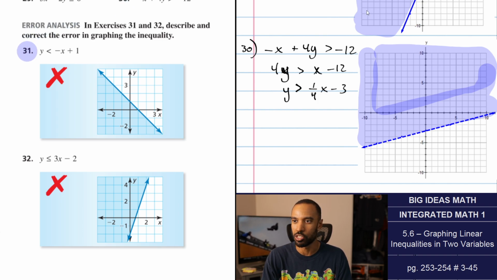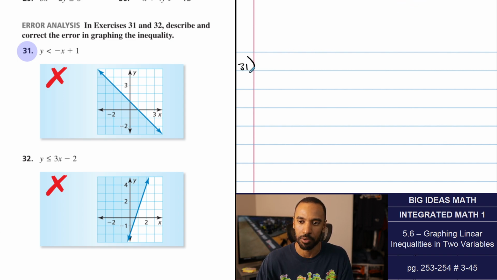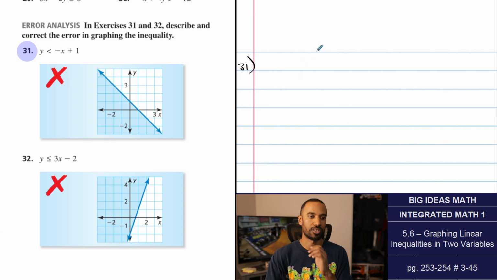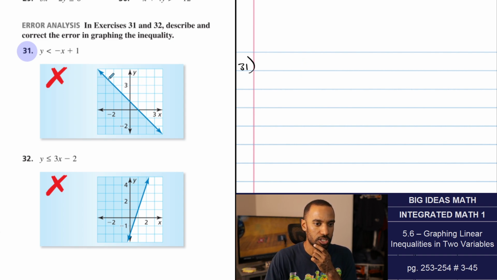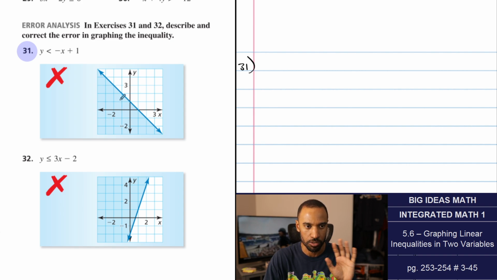All right, 31 and 32 on error analysis. I'm assuming one of these is going to be shading the wrong direction, and one of these is going to be a dashed versus solid line the wrong way, because that's just the right things to talk about now. So number 31, y is less than -x plus 1. Let's talk about the slope and y-intercept. All good. Boundary line's good. The shading, if we were talking about y being by itself and less than, shaded below is good. Test 0, 0. 0 is less than 1.